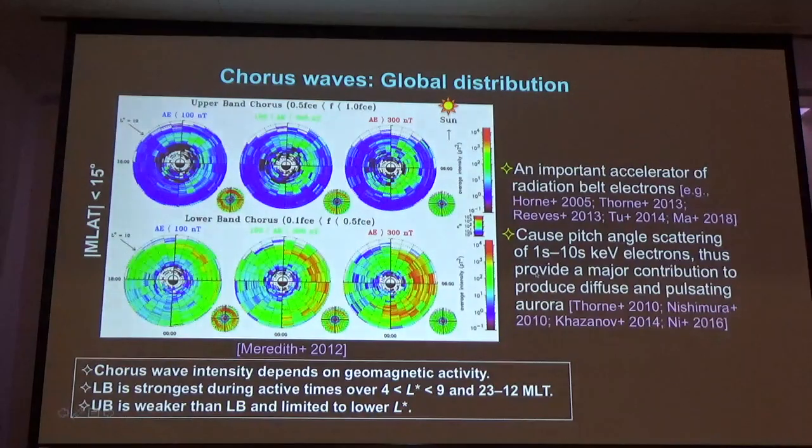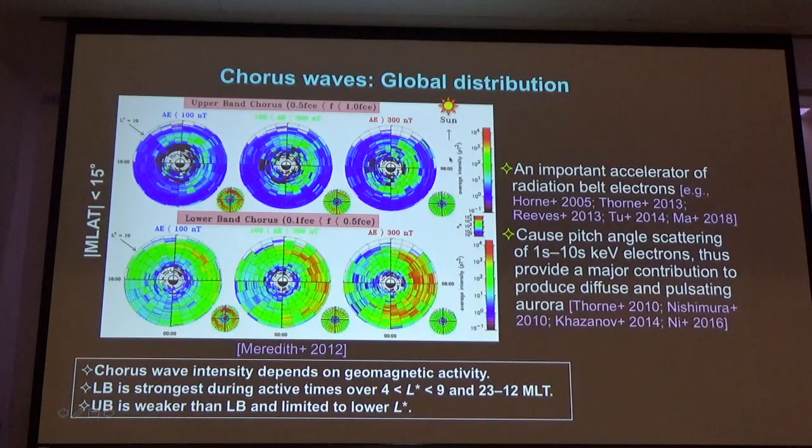This is a representative example of the global distribution of chorus waves from multiple satellites over a few solar cycles of measurements. In this figure, I'm showing the upper band on the top and the lower band on the bottom, and their intensities are categorized by different levels of geomagnetic activity. You can see that the chorus wave clearly depends on geomagnetic activity. The lower band is strongest during active times at L shell between 4 and 9, and from pre-midnight all the way to the noon sector. But compared to the lower band, the upper band is relatively weaker and limited to lower L shells.